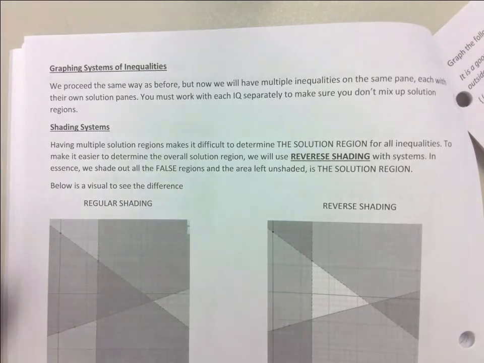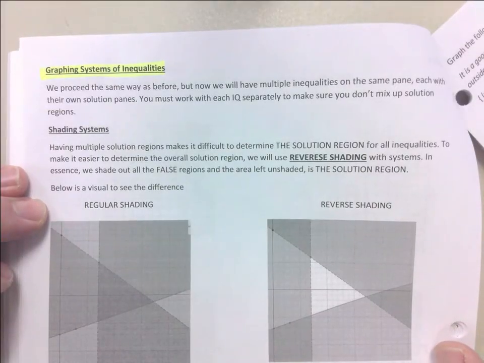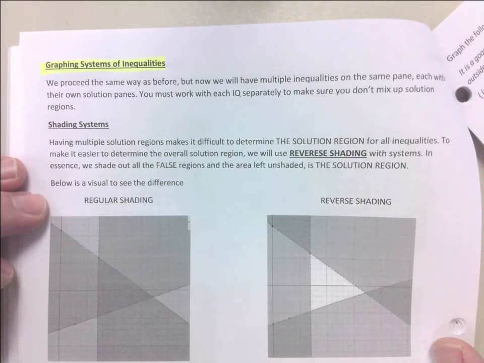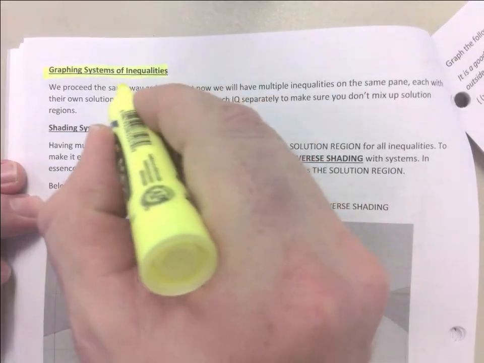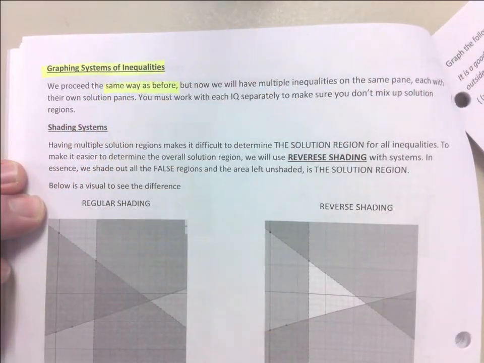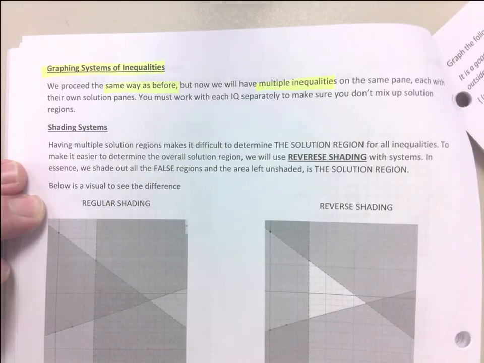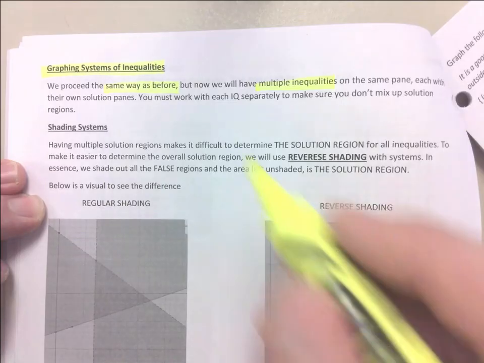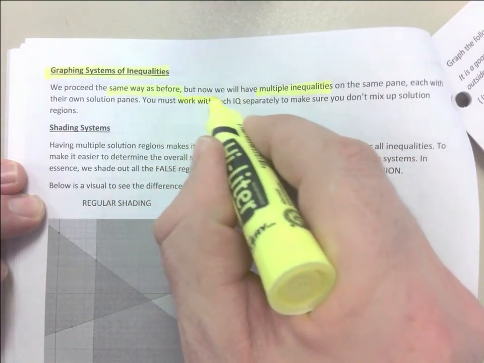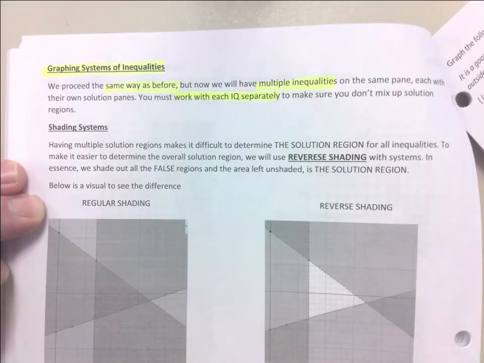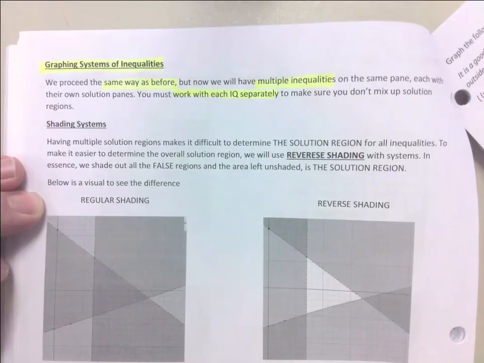Okay? So graphing systems of inequalities. It's the same as before, guys. All the rules apply except you have multiple inequalities. Page 29. Multiple inequalities on the same plane. I would say work with each one separately and then just draw them on the same plane.